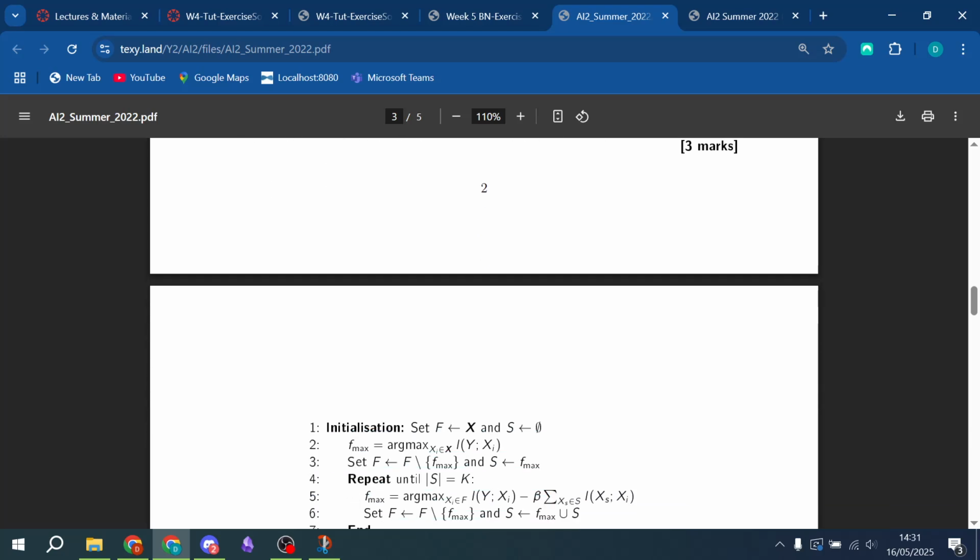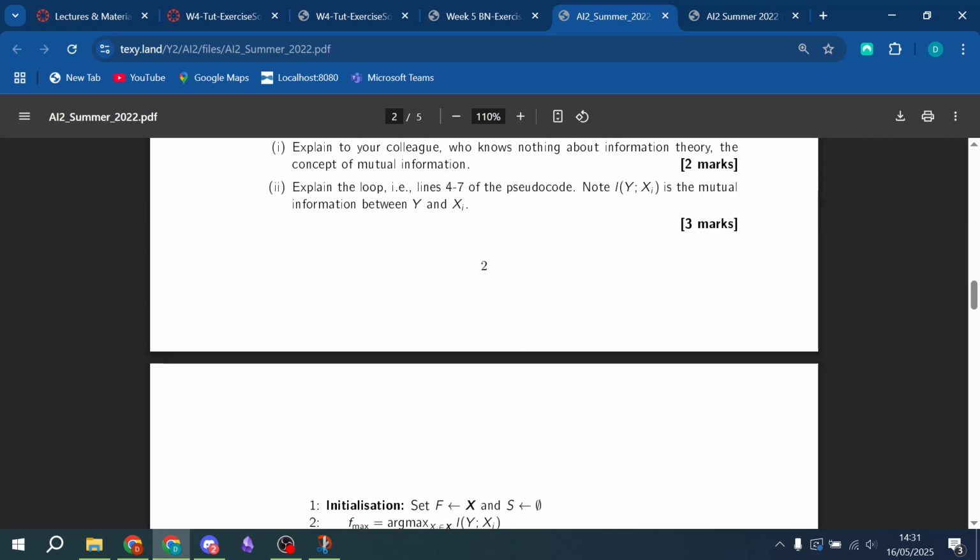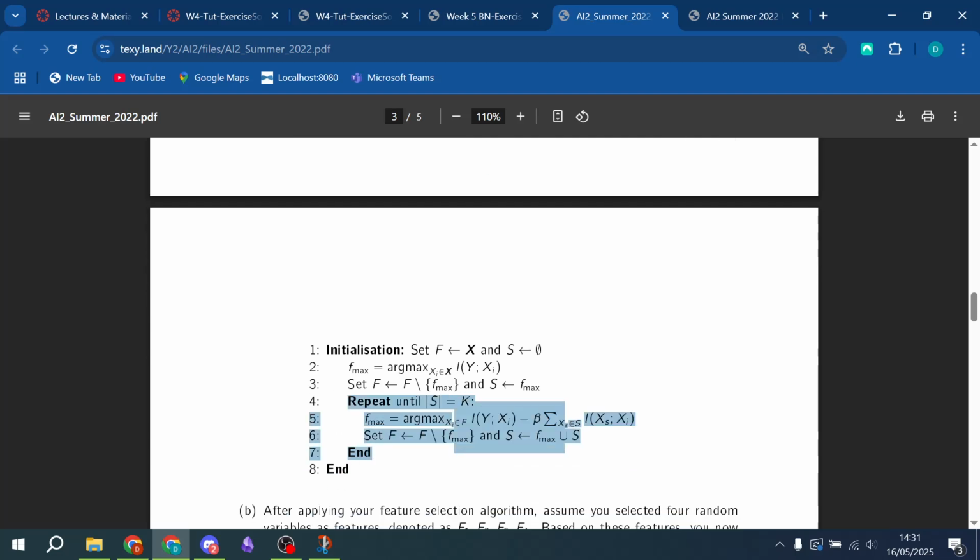Yeah, so we have this algorithm, which is feature selection. It's basically selecting a set of features to use in a decision tree, I think, for splitting the data into classes. It basically finds which features split this data the best. That's what I get from it. And it asks you to explain lines 4 to 7. So what is this loop doing?